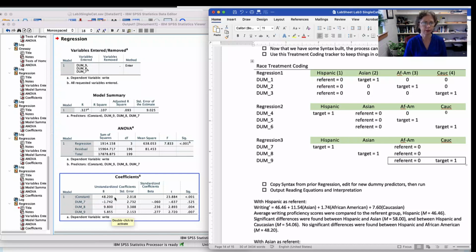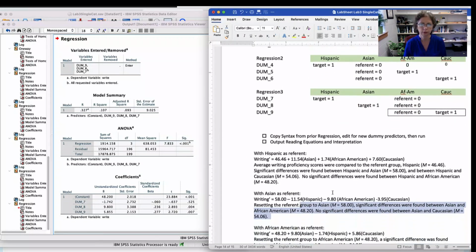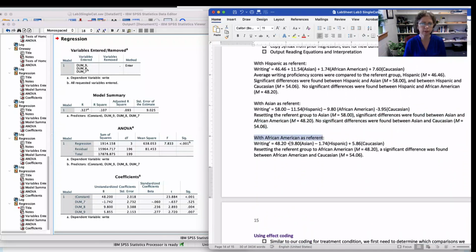So now we're ready to write that last regression with African American as referent. Still all of the numbers go in, but this is the number we were missing for Caucasian, the comparison between Caucasian and African American.